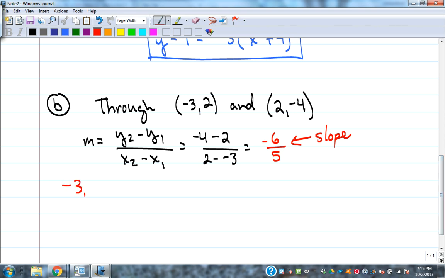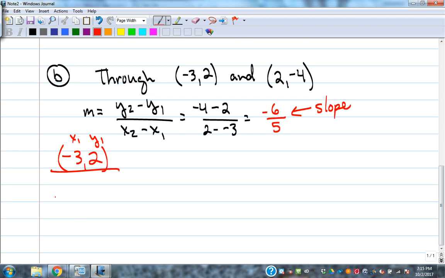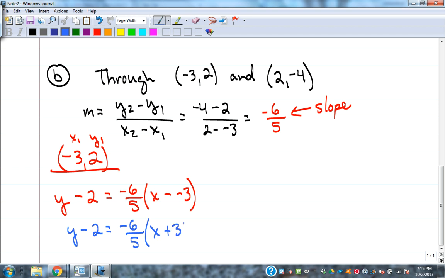If you use -3, 2 as your ordered pair, this becomes x1 and y1. And you have y minus 2 equals -6 over 5 times (x minus -3). And then you simplify that to be y minus 2 equals -6 over 5 times (x plus 3). That's if you use -3, 2 as your ordered pair. Because you got two ordered pairs, you've got to pick. Pick one.